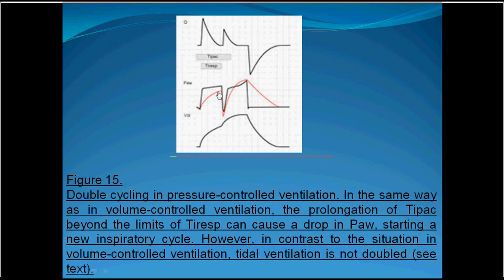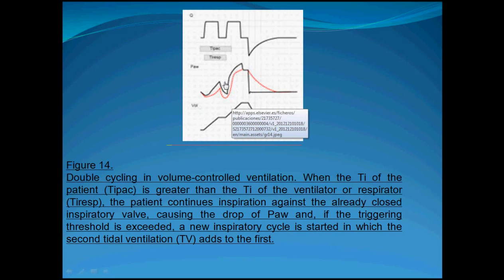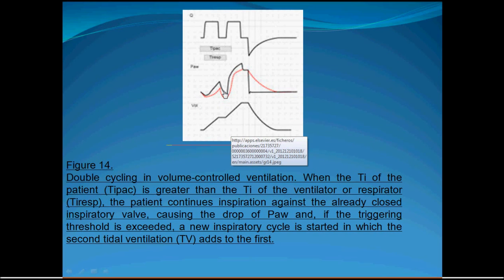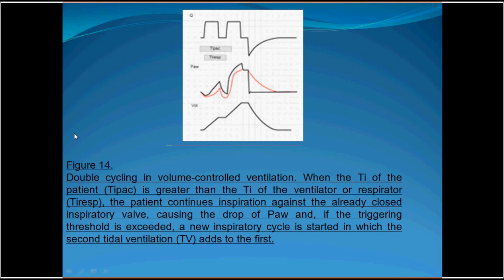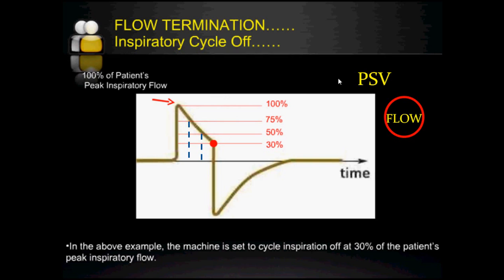This is the double cycling or double triggering in pressure controlled ventilation, and this is double triggering in volume controlled ventilation, and this is the problem you should take care of by adjusting. So this is pressure support ventilation. In this case, you have to increase the inspiratory time of the ventilator, instead of 75 to 50 or 30 or 20. So you are increasing the inspiratory time of the ventilator to match the inspiratory time of the patient, and at the same time the tidal volume delivered by the machine will be increased.